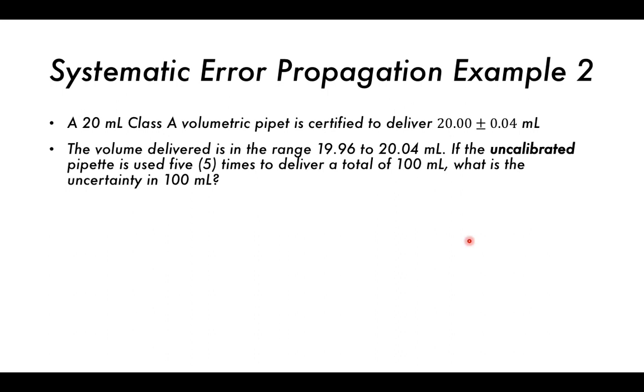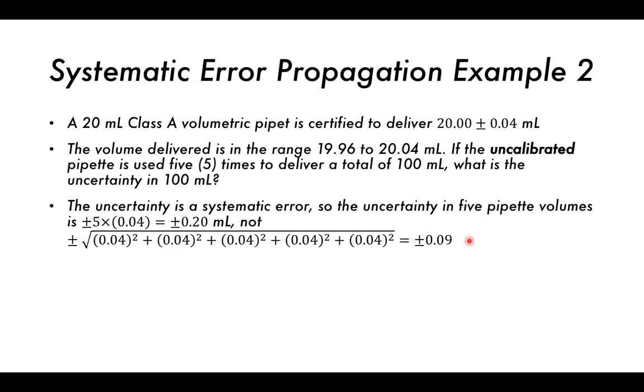If the uncalibrated pipette is used 5 times to deliver a total of 100 milliliters, what is the uncertainty in that 100 milliliters? So how accurate is it? Do we really get the 100 milliliters? Or what is our error for the serial addition of 5 times 20 milliliters? The uncertainty here is going to be a systematic error. So the uncertainty in 5 pipette volumes is plus or minus 5 times 0.04, which is equal to plus or minus 0.20 milliliters.